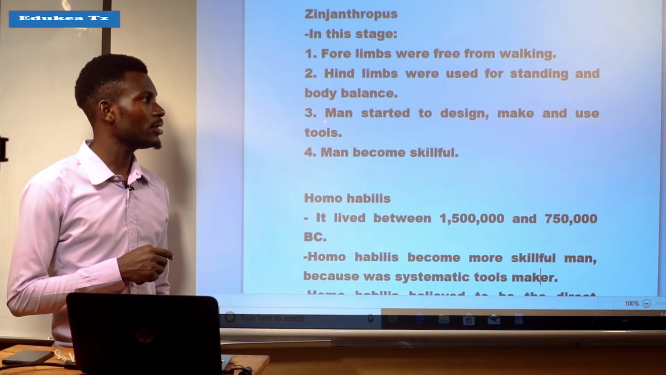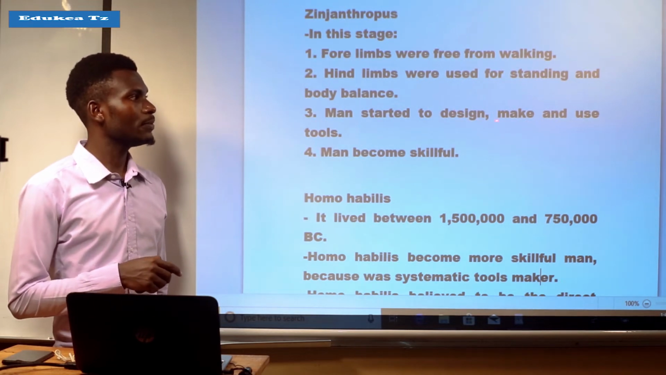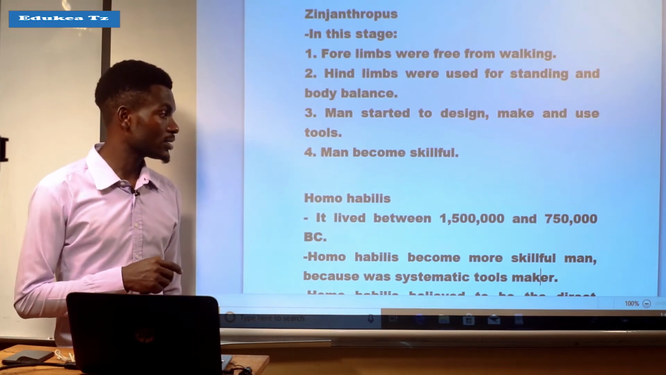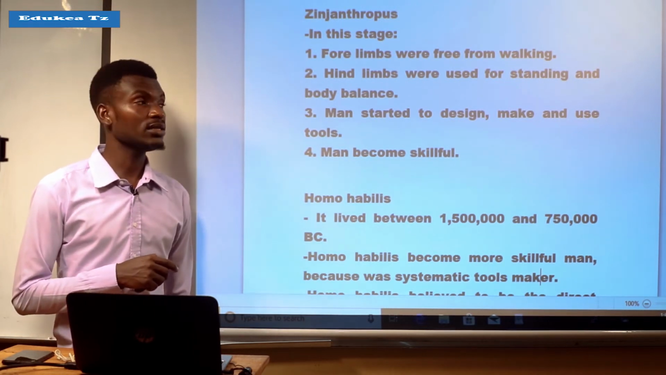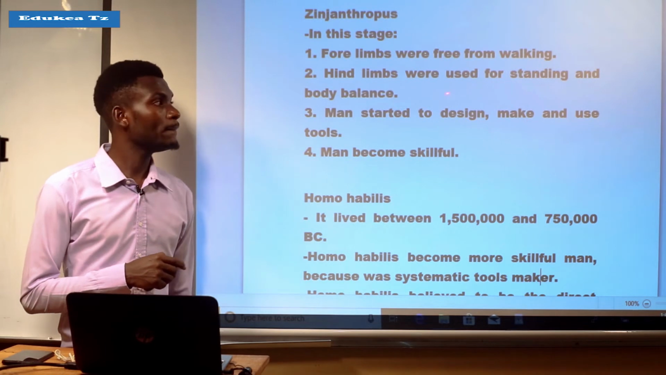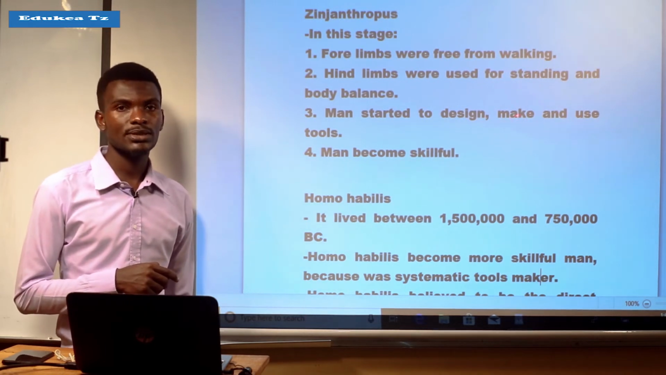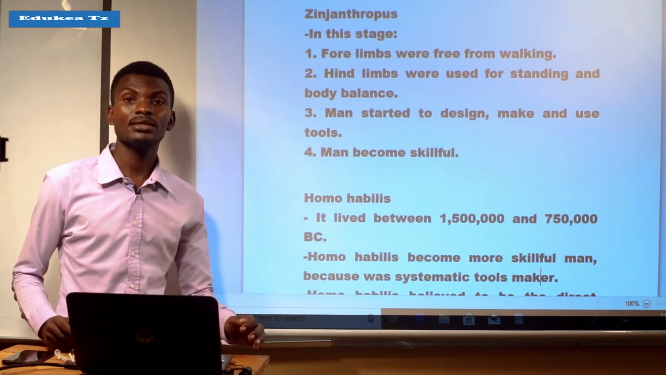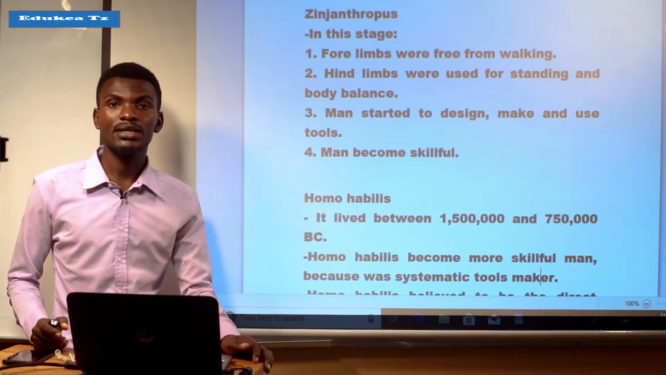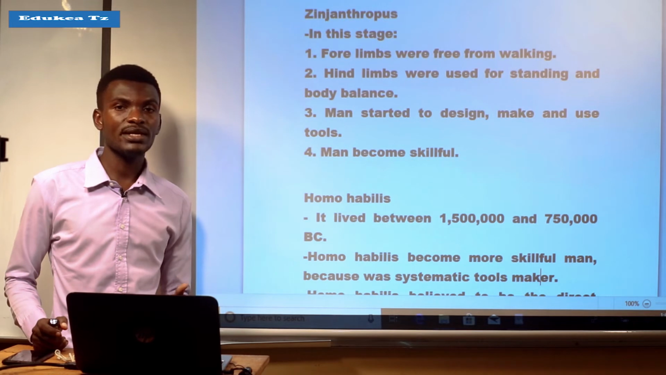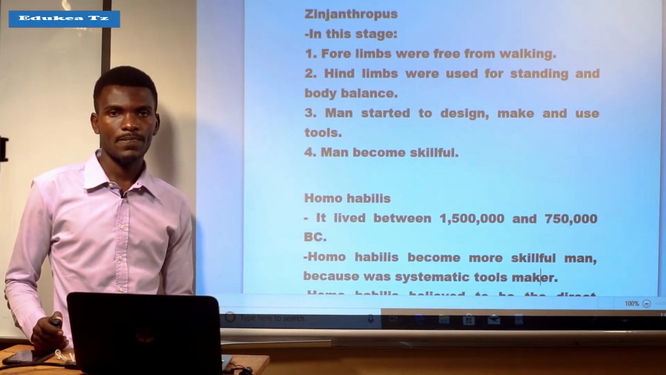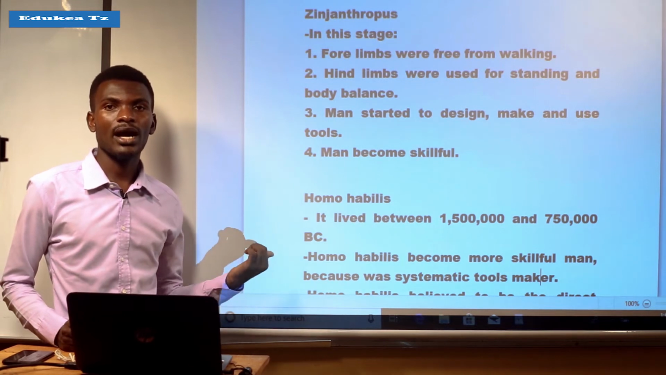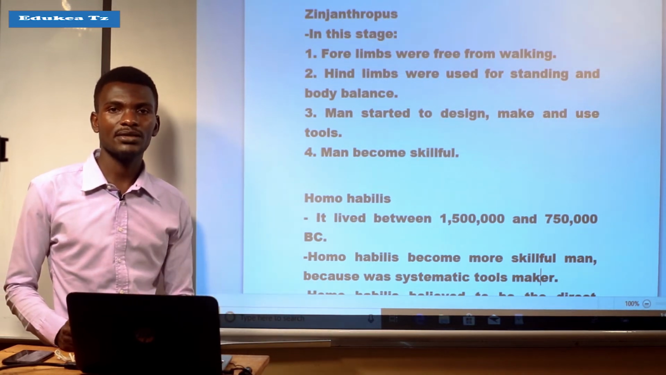And the third one, man started to design, make, and use tools. It means that Zinjanthropus is when man started to design, make, and use tools. And the last one, man became skillful. It means that the Zinjanthropus creatures became skillful. So that was the first category under the Australopithecus African family.